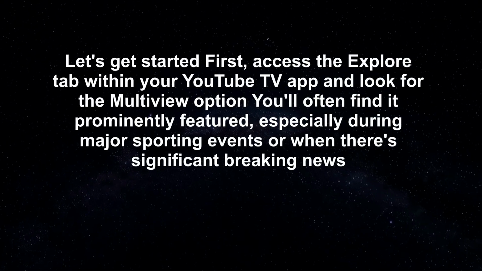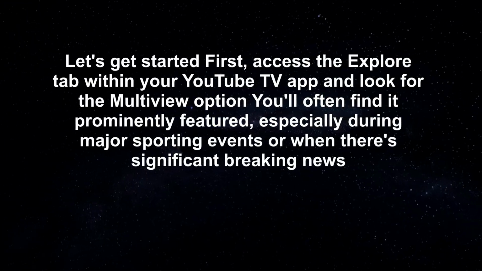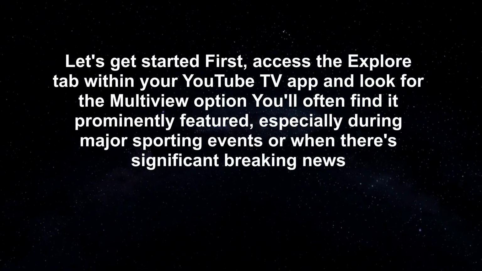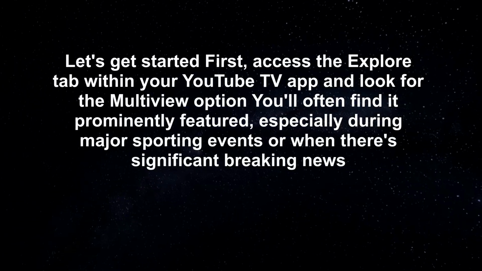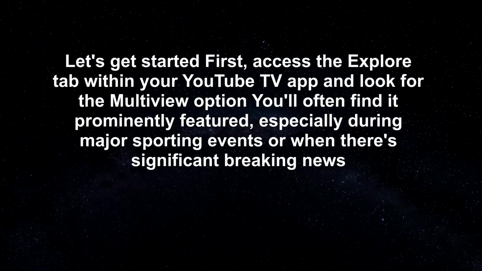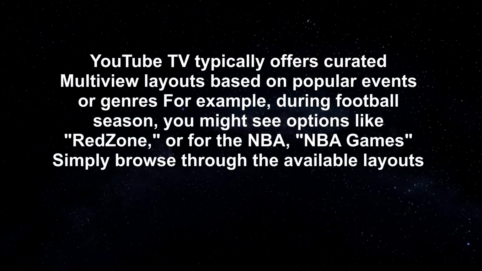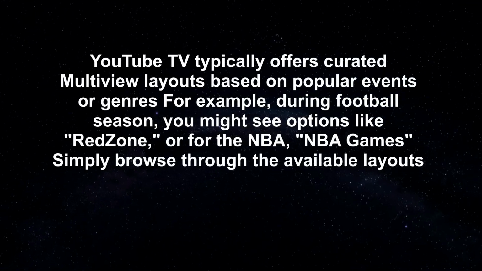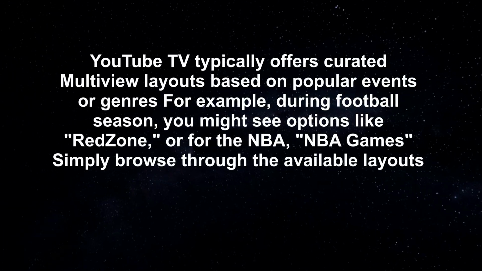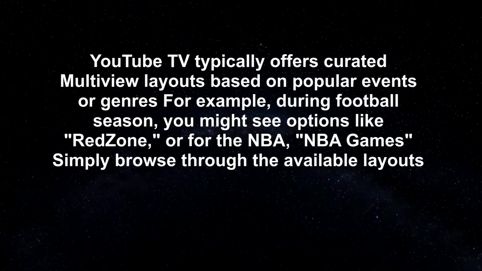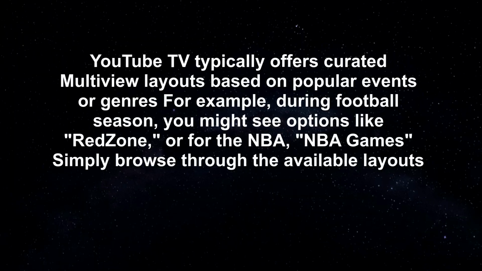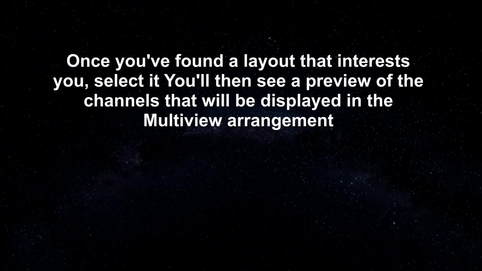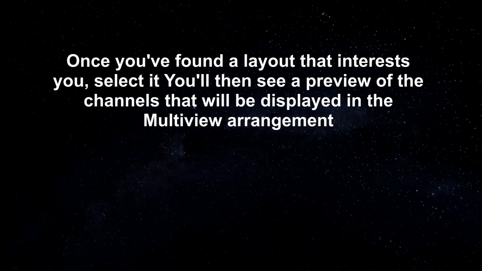Let's get started. First, access the Explore tab within your YouTube TV app and look for the Multiview option. You'll often find it prominently featured, especially during major sporting events or when there's significant breaking news. YouTube TV typically offers curated multiview layouts based on popular events or genres. For example, during football season, you might see options like Red Zone, or for the NBA games, simply browse through the available layouts. Once you've found a layout that interests you, select it.